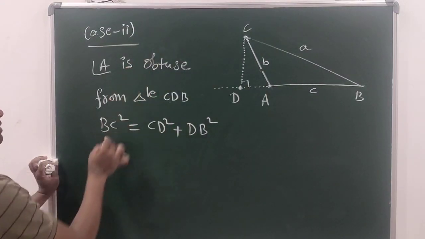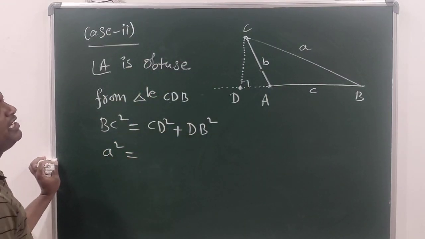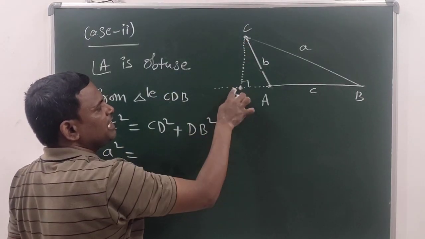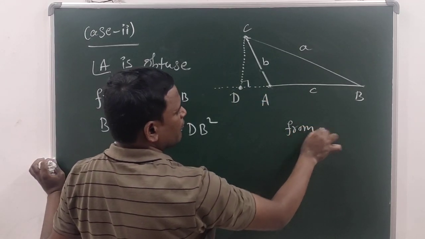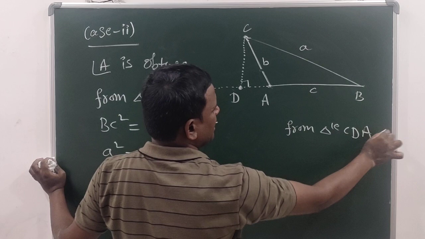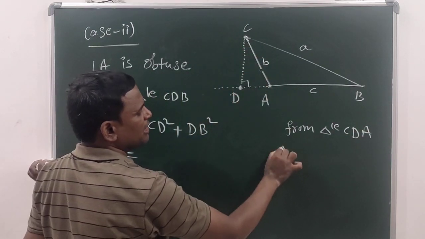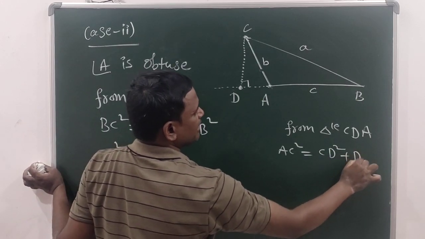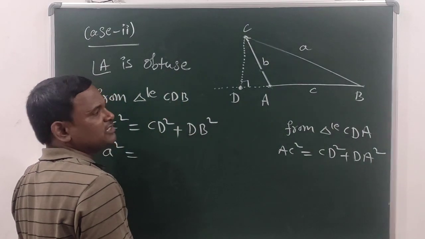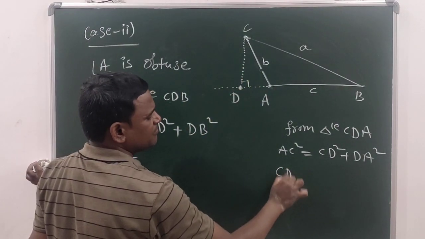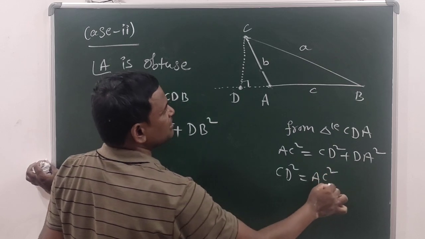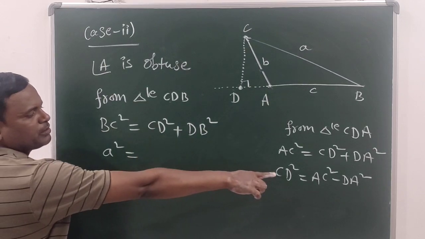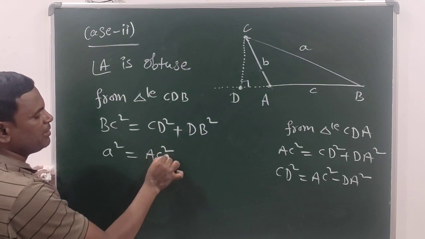Now BC is how much? Small a. Small a square is equal to CD square plus DB square. Do you know the CD length? Don't know. So from triangle CDA, apply the Pythagoras theorem, so that you will get AC square is equal to CD square plus DA square. Now CD square can be written as AC square minus DA square. So in this CD square, substitute AC square minus DA square.